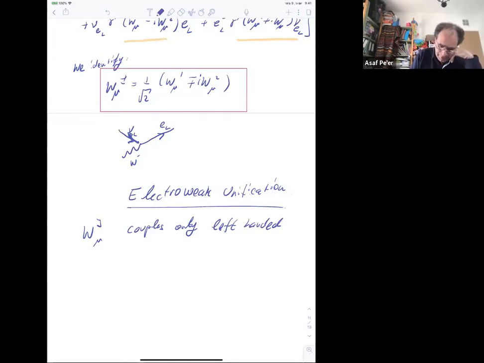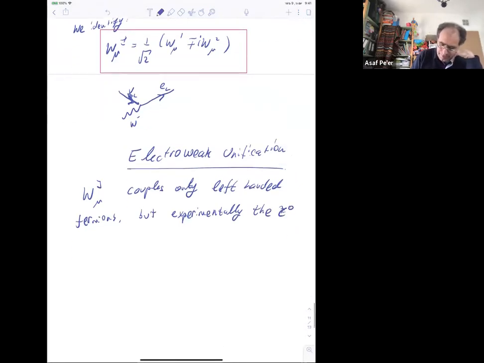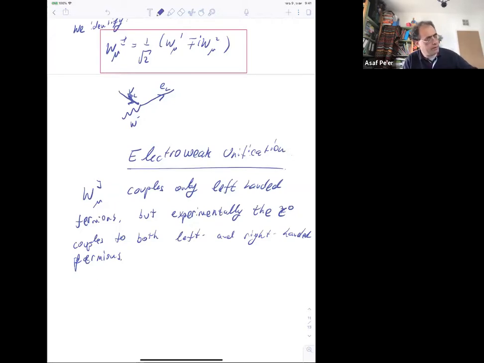Excuse me, I'm a little bit sick. Fermions, but experimentally, the Z couples to those left and right-handed particles, fermions. Again, remember, we didn't know that. They didn't know that, well, they didn't discover the Z back in the 60s.